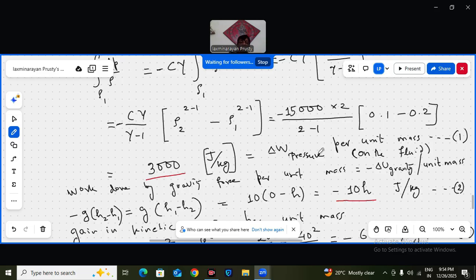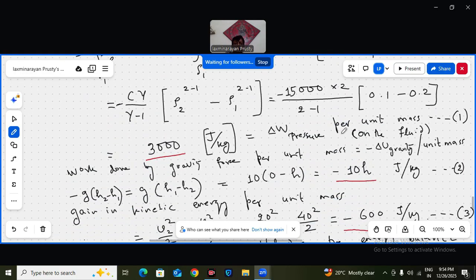That is delta W pressure per unit mass on the fluid. This is by the pressure on the fluid. So the work done by the gravity force, then how much? By the gravity means it is the negative of delta U gravity per unit mass. That is minus of m is 1, g into H2 minus H1. So g into H1 minus H2. H1 is the base level, taking it as 0, and H2 is H. So g is 10, 0 minus H, so minus 10H. Clear? So two work done I calculated. One by pressure force, that is the flow work, and this is the gravity force work done.